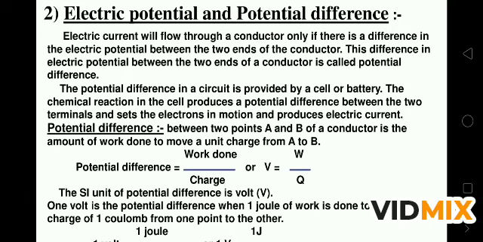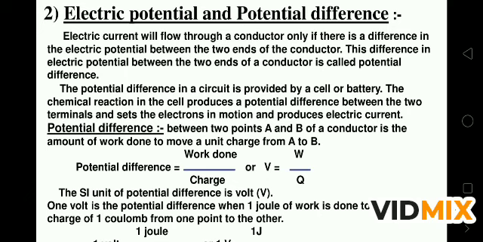The potential difference in the circuit is provided by a cell or battery. It is very important, 1 marks question. The device which provides the potential difference is called cell or battery. The chemical reaction in the cell produces a potential difference between the two terminals and sets the electron in motion and produces electric current. Potential difference between the 2 points A and B of a conductor is the amount of work done to move a unit charge from A to B.